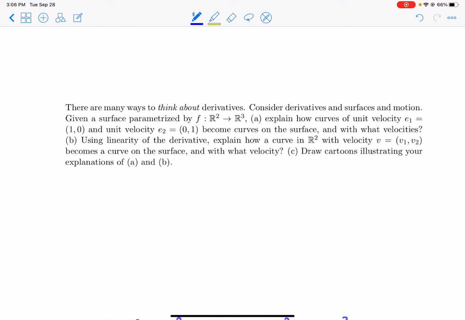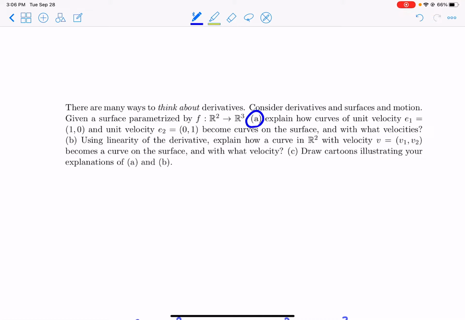So we're looking at derivatives now in a little bit higher dimensions, from R2 to R3. So this means we're going to have two directions to go to. We're going to have E1 and E2, and we could move in either of those ways in the input space. And when we move in the input space, what happens in the output space? So that's what this question is about.